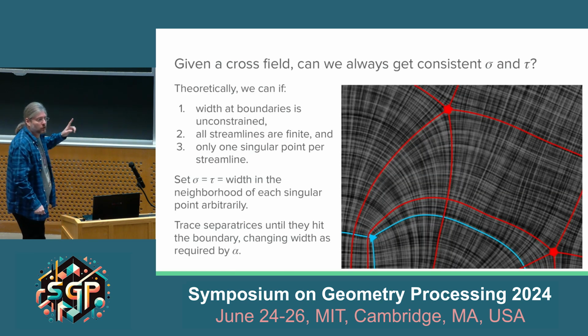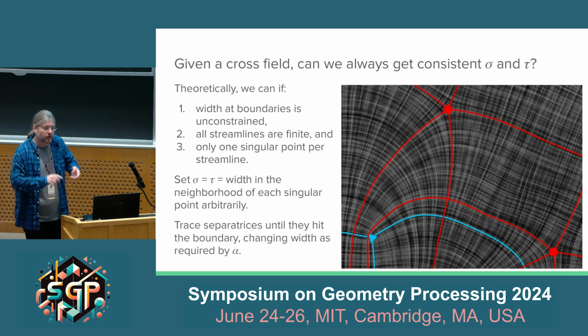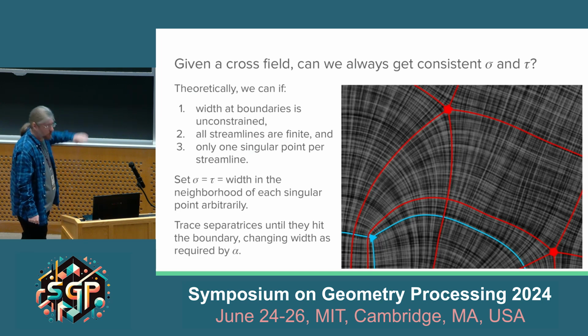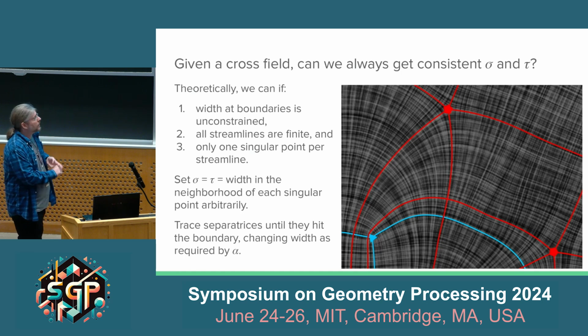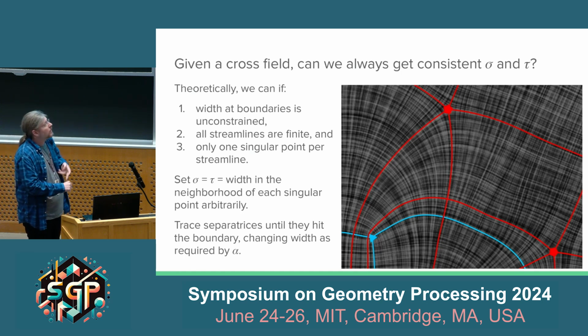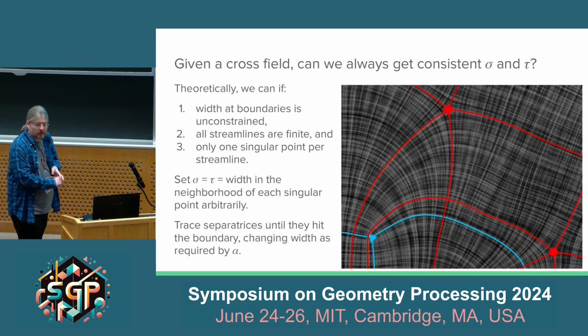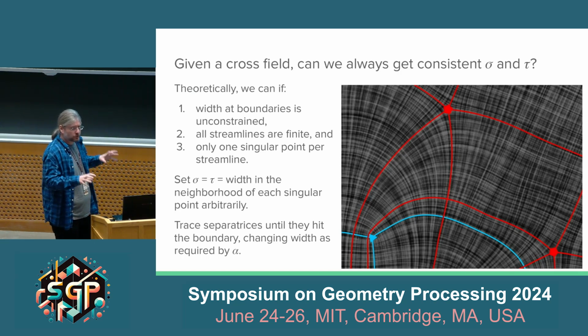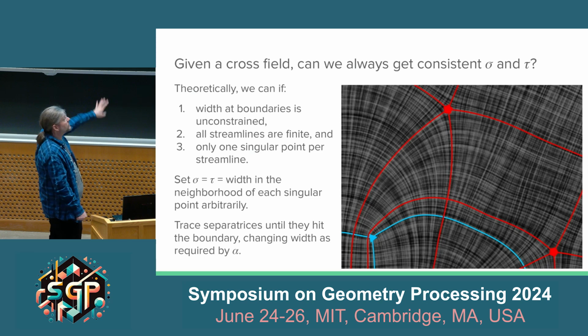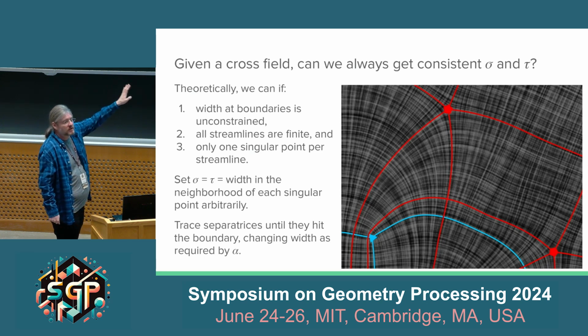So I want to go back to our earlier question. Is there always an orthogonal, anisotropic, continuous metric? And for that, we have a partial answer. If you allow these three restrictions, in particular that we do not specify the width at region boundaries, that streamlines must be finite, and that there can only be one singular point along a streamline. So in particular, that means separatrices start at a singularity and end at the boundary. With those restrictions, we can construct a continuous sigma and tau over the entire region.